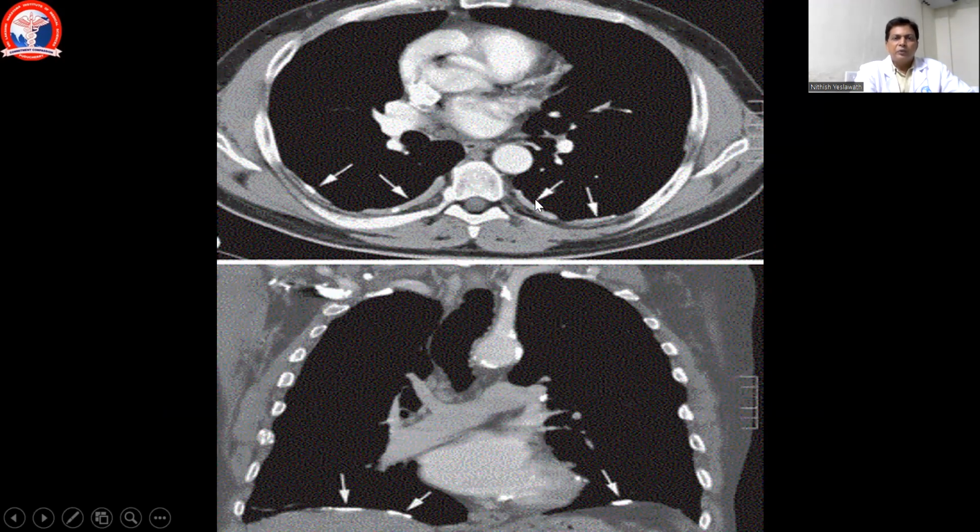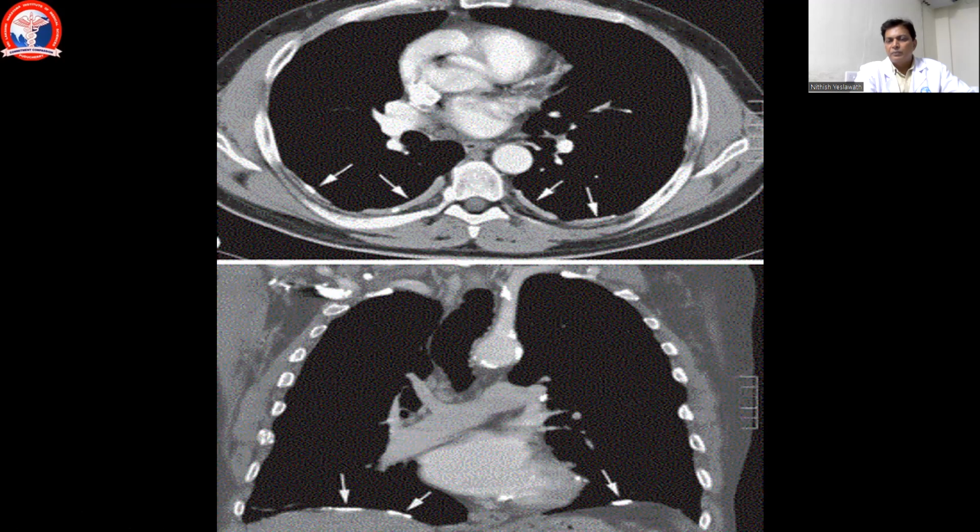Very important finding here. These are the ribs actually. Along the pleura, thickening is seen, as well as increased density. Some amount of calcification is there, soft calcification as well as dense calcification foci are also seen. So these are thick plaques along the posterior pleura.